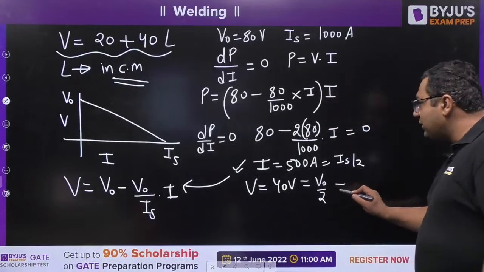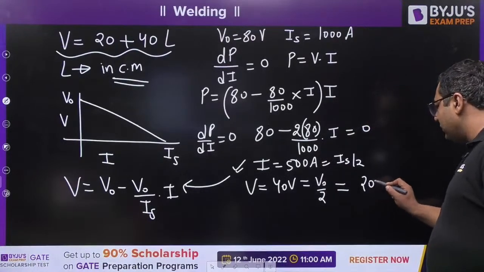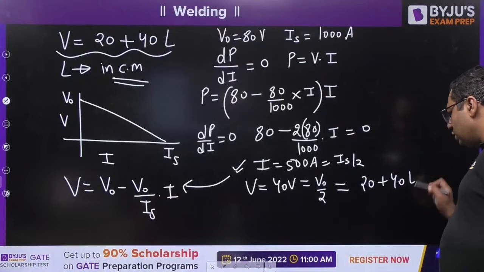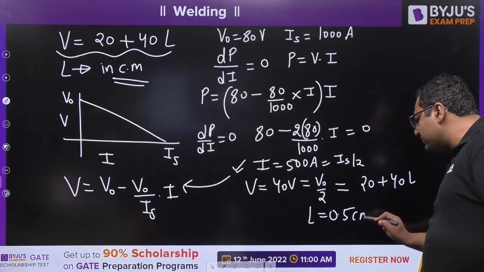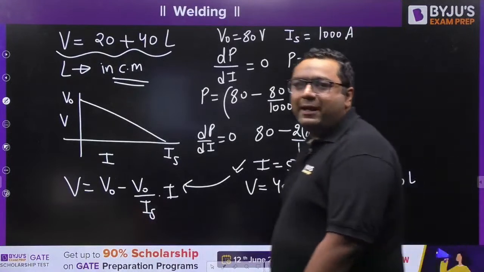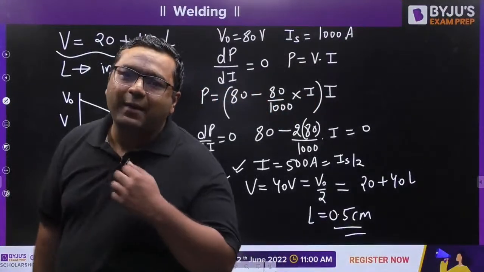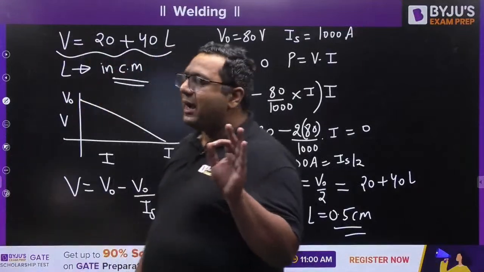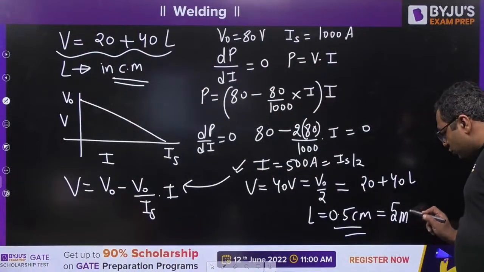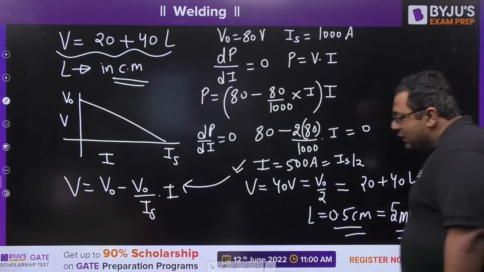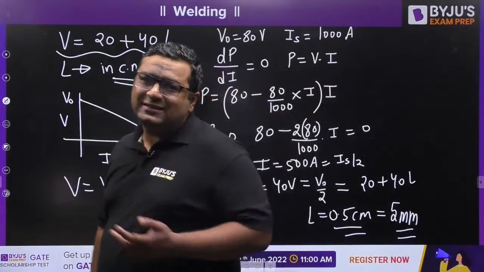And putting V equals 40 in 40 = 20 + 40L, you will be getting L equals 0.5, but this is 0.5 centimeter. But my dear, they were asking you to answer in mm. So my dear, our answer is going to be 5 mm. So that was the twist in this problem. So I feel you got how to solve this type of question.